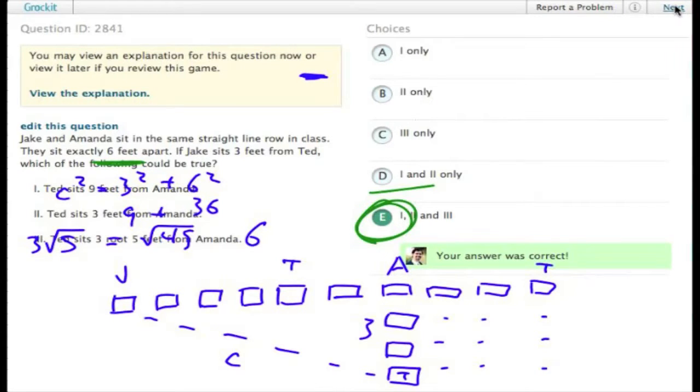Since they specify that Jake and Amanda are on the same straight line, it might be easy to assume that Ted also has to be on this line, but he does not, and we have to throw a little Pythagorean theorem in there. All right, let's move on.